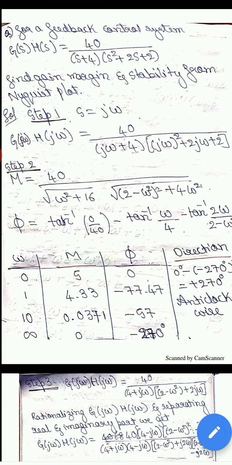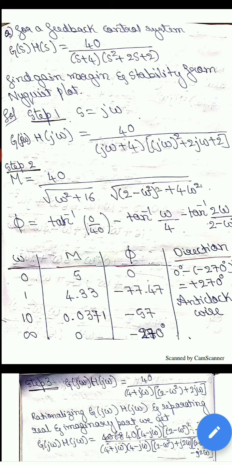You can take common from this. 2 minus omega square you will get 2, because j square is minus 1. Real terms and imaginary terms: we have separated the imaginary term and real term. Imaginary term is 2j omega and real term is 2 minus omega square. That we should write in magnitude as (2 minus omega square) whole square plus 4 omega square.